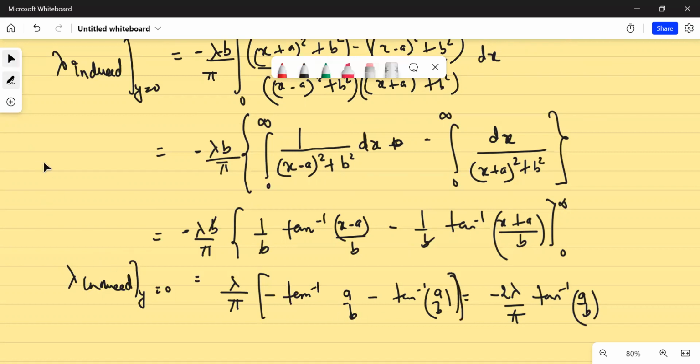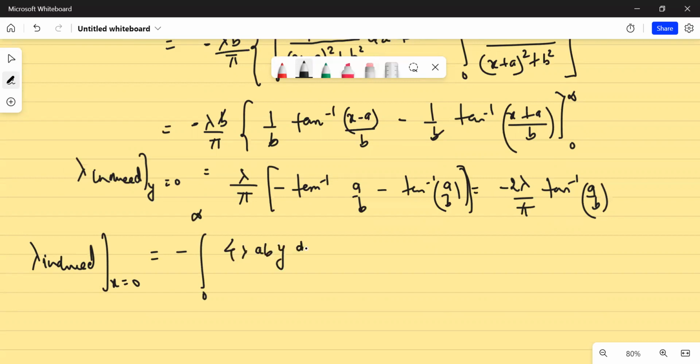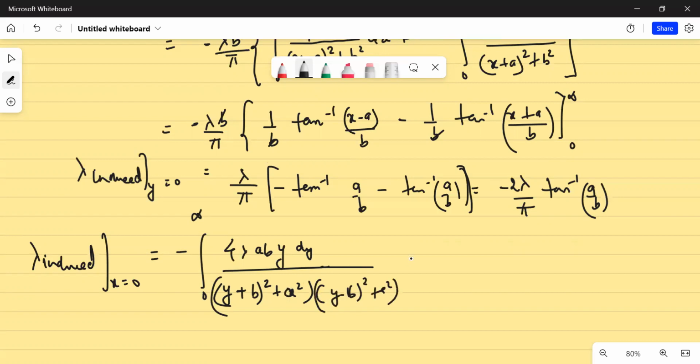Yes, sir. What would be sigma induced on the x equal to 0 plane? The same steps you have to do, just try to find it. I'm writing the entire expression for you, minus 4 lambda a b y dy divided by, I think it will be (y plus b) whole square plus x square, yes, a square, and then you have (y minus b) whole square plus a square. You just try to find it.